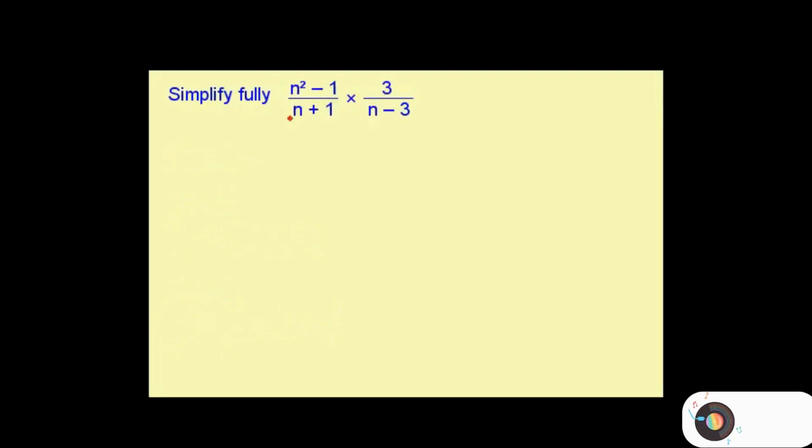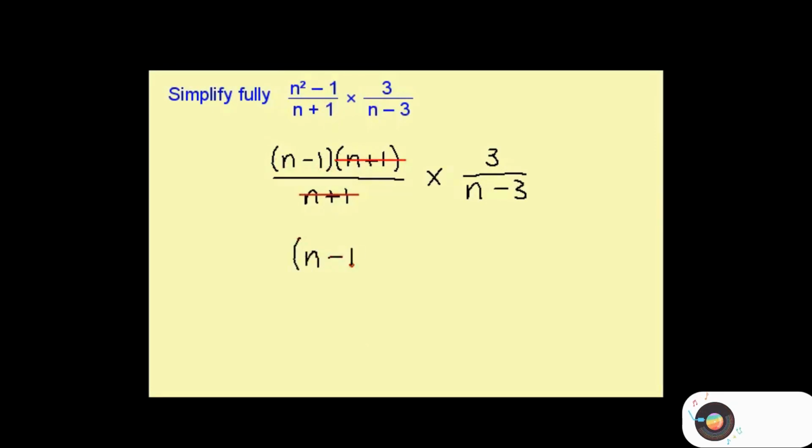To simplify this question, the first thing I spot is that this here is the difference of two squares, because n squared is the square of n, and 1 is the square of 1. So I can factorise this part. I get n minus 1, n plus 1. That's over n plus 1, and then multiplied by 3 over n minus 3. This fraction here can be simplified to n minus 1. Leave it in its brackets for now.